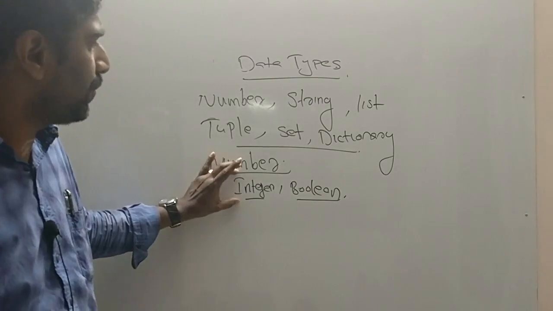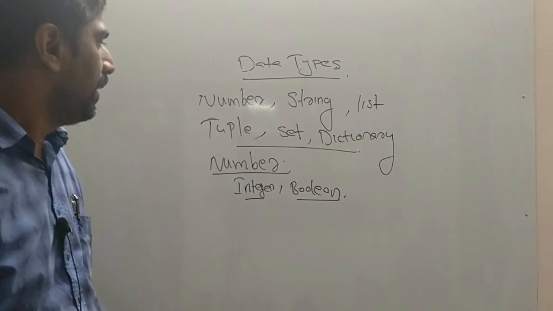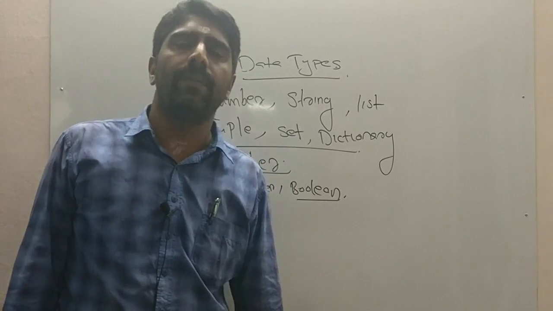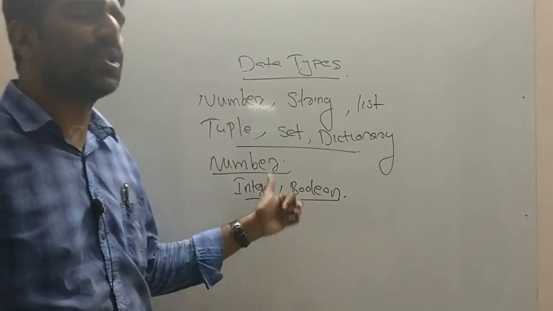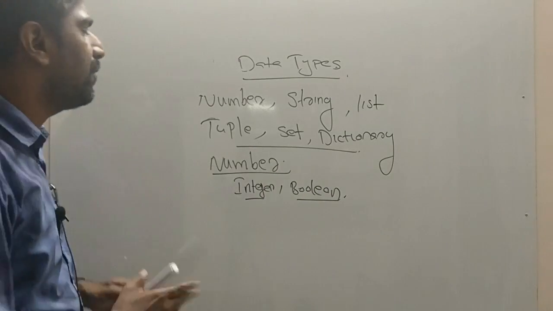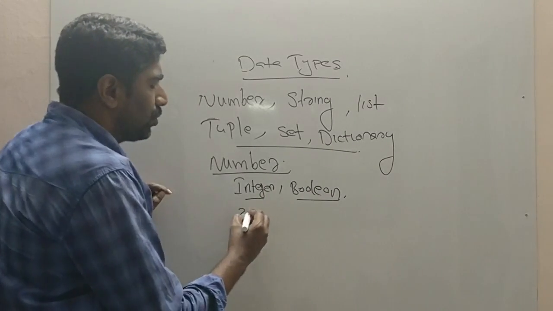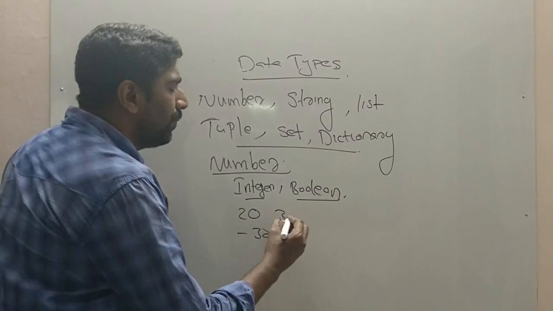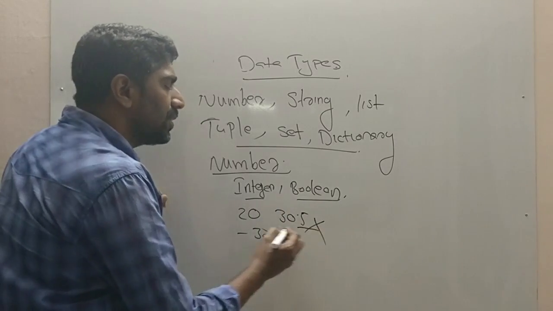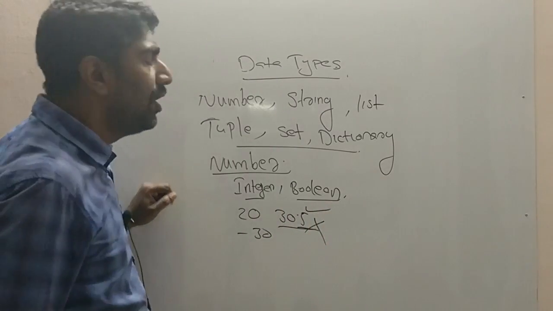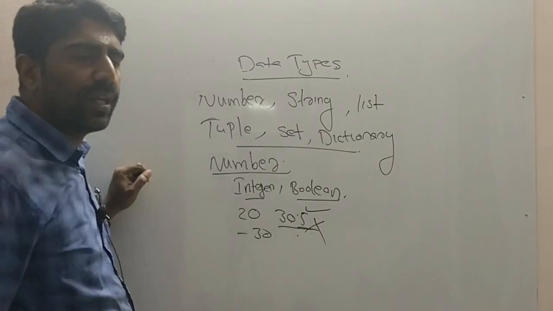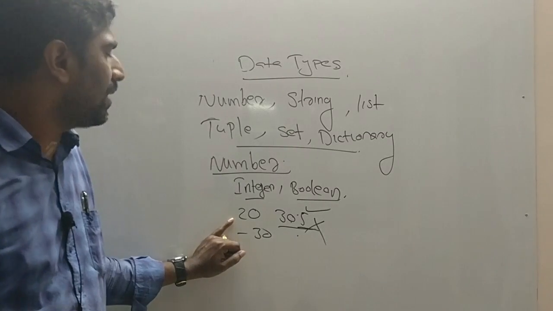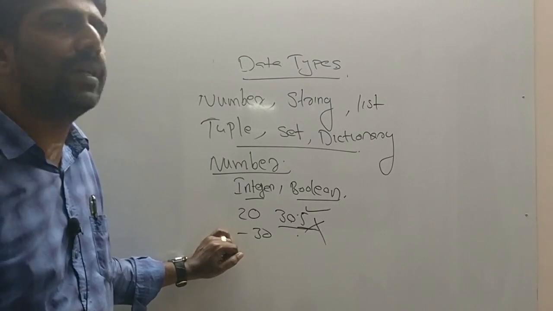Then what is the difference between integer and boolean? Integers are whole numbers, which means they have no fractional part. Examples of integers: 20 is an integer, minus 30 is an integer. But 30.5 is not an integer because it is a decimal number. A fractional part is there, so it is not an integer type. Such whole numbers with no fractional part are called integers.